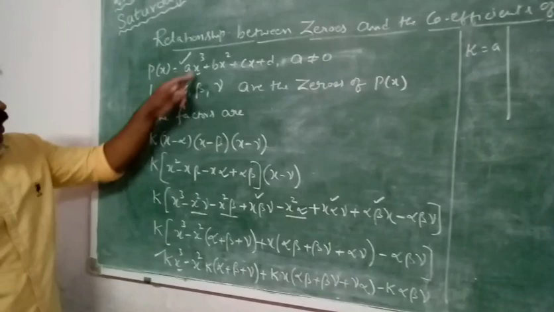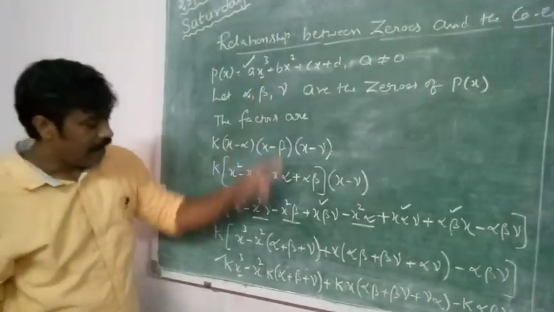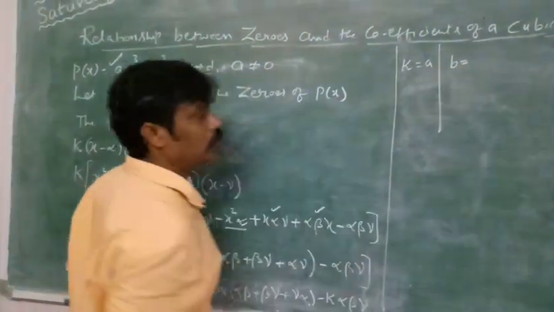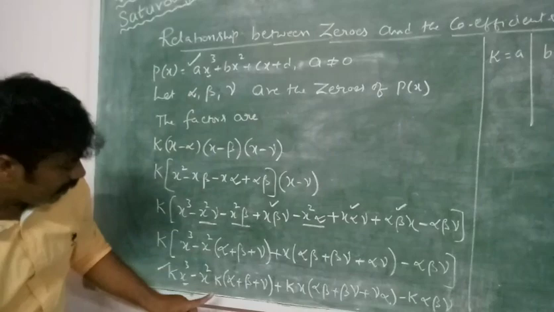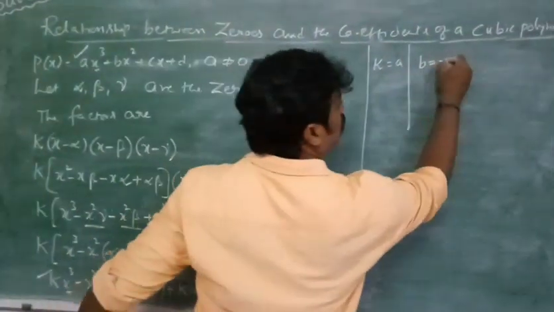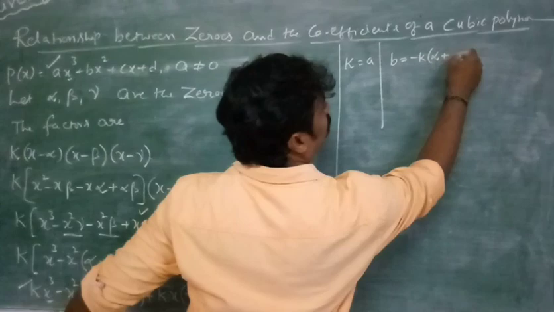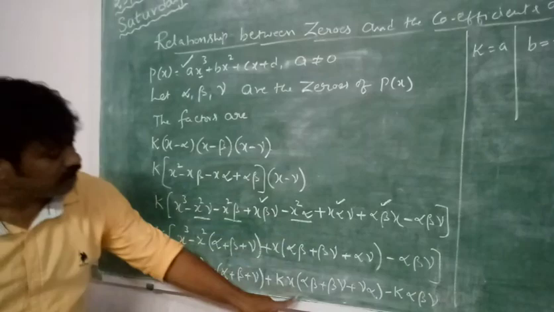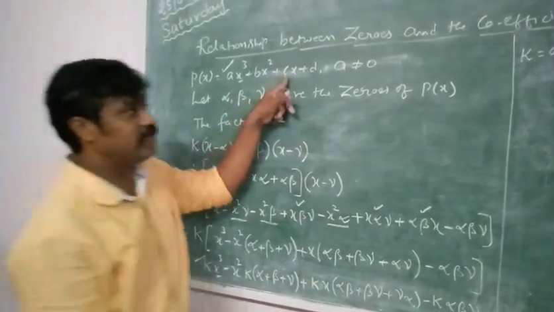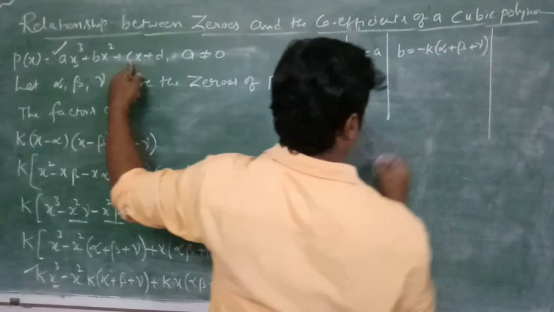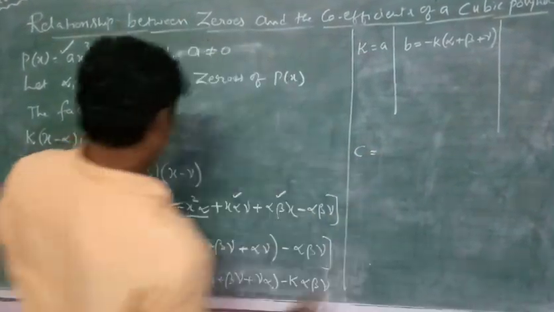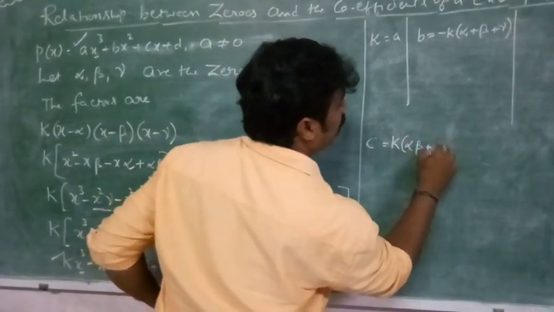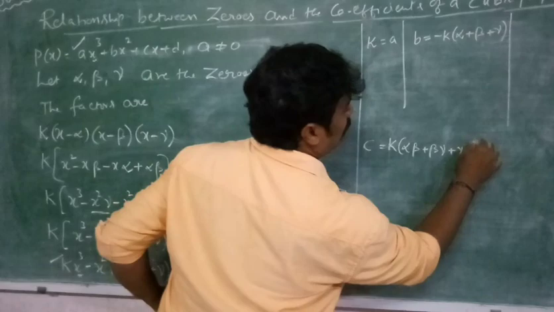So if we compare the x cube terms, we get k is equal to a. Similarly, if we compare the x square terms, what will we get? b is equal to, so its coefficient is b. So b is equal to minus k into alpha plus beta plus gamma. Similarly, if we compare the x coefficients, here c is there. So c is equal to k into alpha beta, beta gamma and gamma alpha.